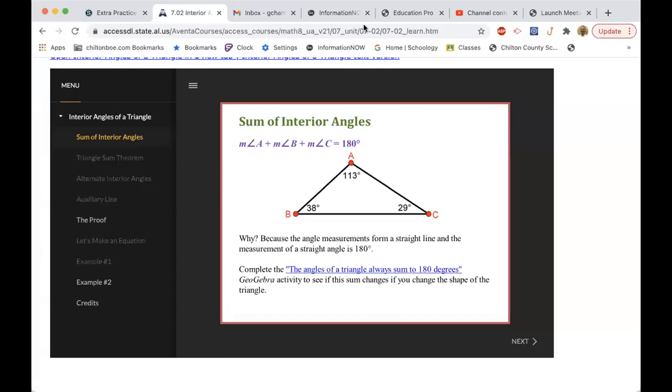This video is on finding missing measures of triangles. To find missing measures, we need to know that the sum of all three interior angles of a triangle is 180 degrees. If you add up all three angles of any triangle, you will get a sum of 180 degrees.